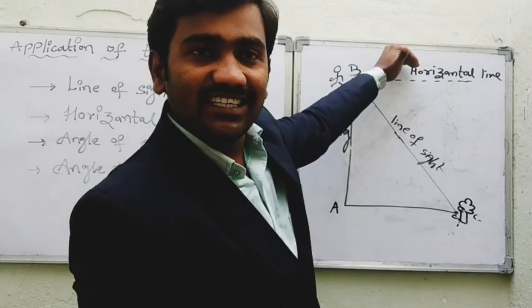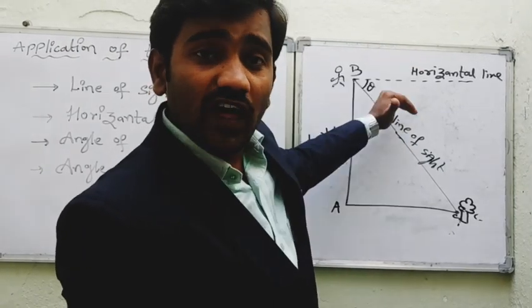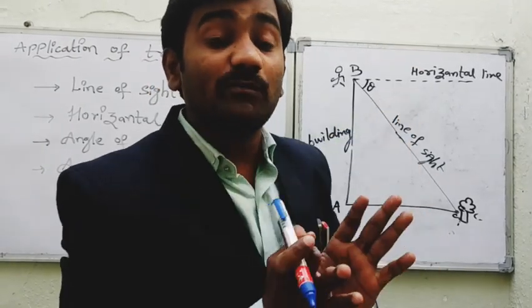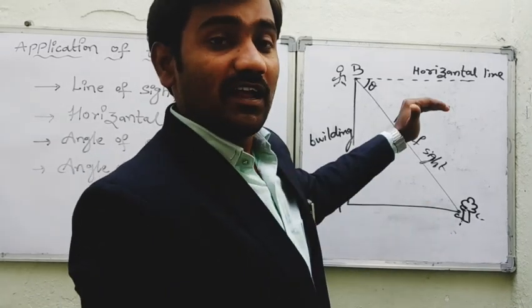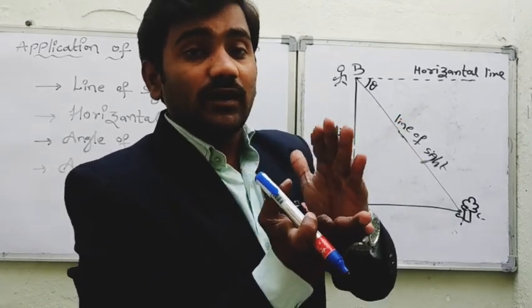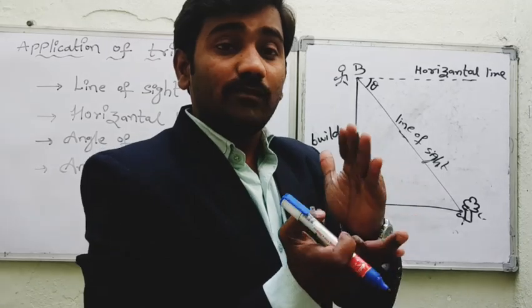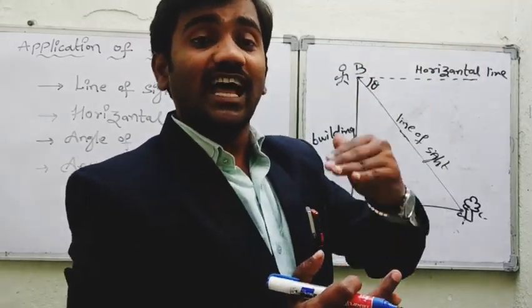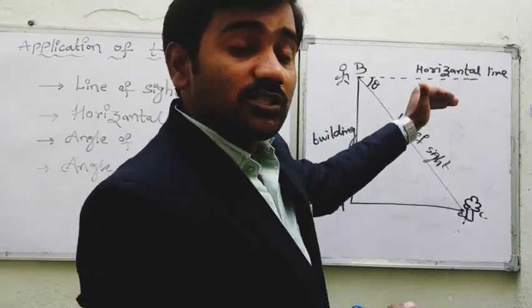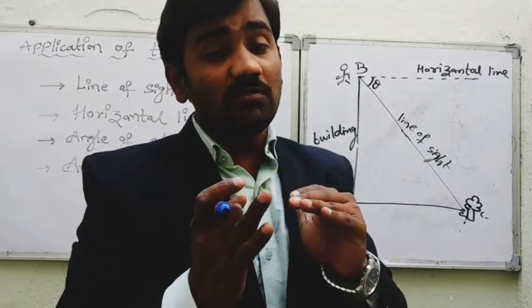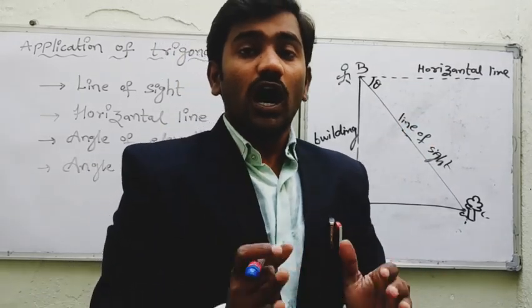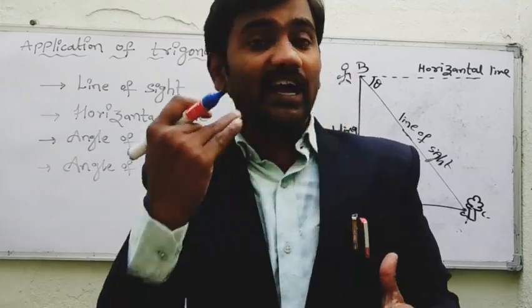Between the line of sight and the horizontal line, but the angle is below the horizontal line, so it is known as the angle of depression. The angle of elevation is the angle between the line of sight and the horizontal, where the angle is above the horizontal line. If the angle is below the horizontal line, it is known as the angle of depression. So I hope you understand what the angle of elevation and angle of depression are.